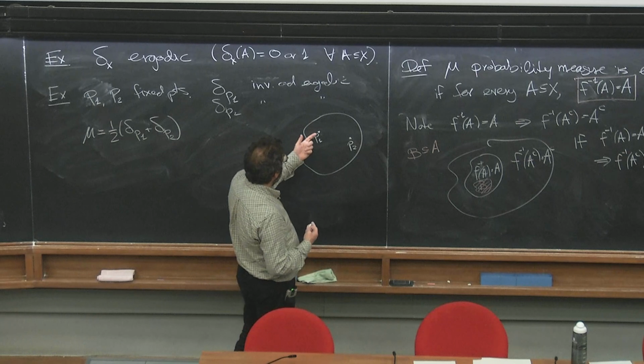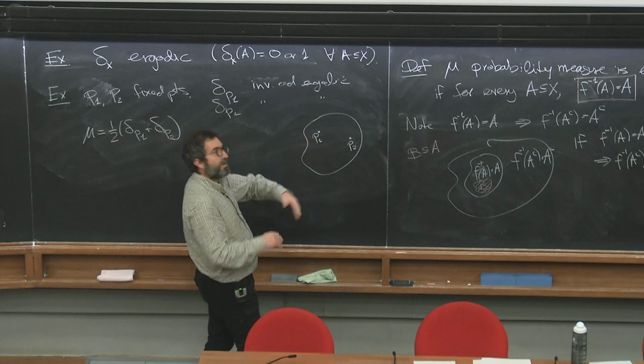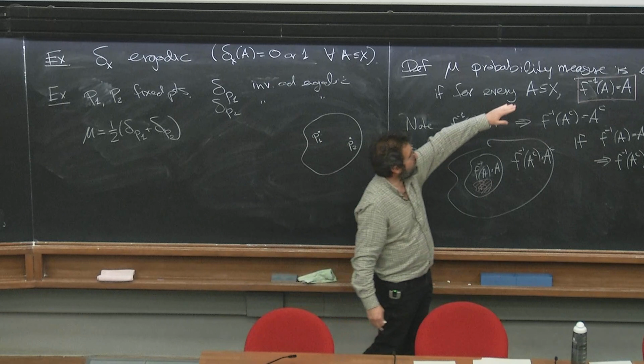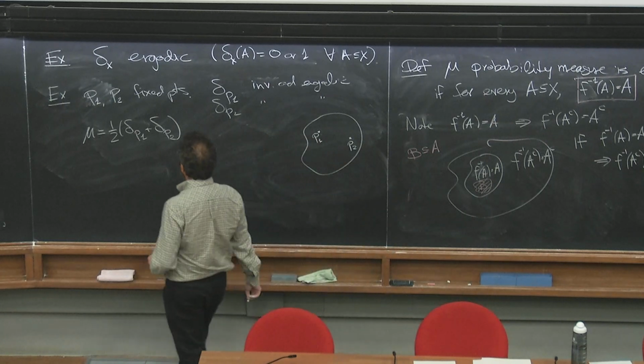So if you just take the measure of P1, it has measure 1/2, which is something between 0 and 1, which means that this measure is not ergodic, right?